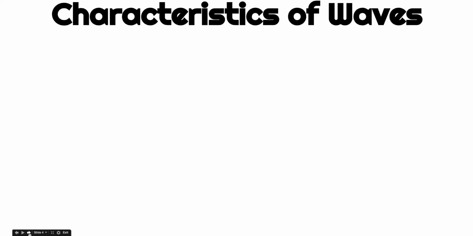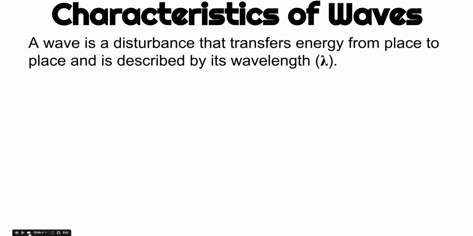All right, so let's talk about some of the things mentioned in the video. First of all, a wave is defined as a disturbance that transfers energy from place to place and is described by its wavelength. Now this little symbol here is the Greek symbol lambda, and it is a shorthand way of writing out the word wavelength. So you can write lambda in place of wavelength and they mean the same thing.